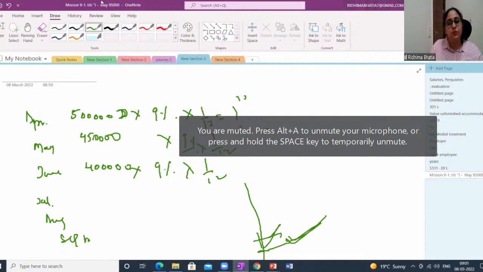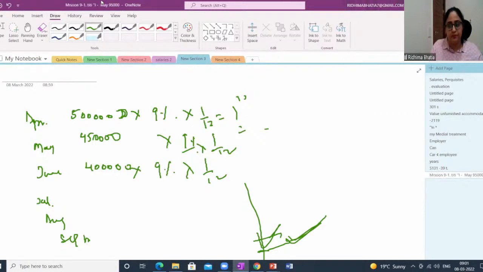No perquisite means it will not be considered as a part of the salary. If there is any doubt in this, otherwise we'll move ahead to other perquisites.